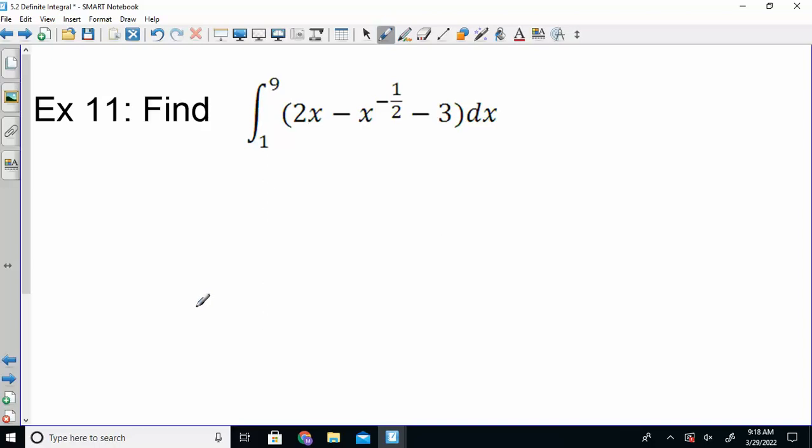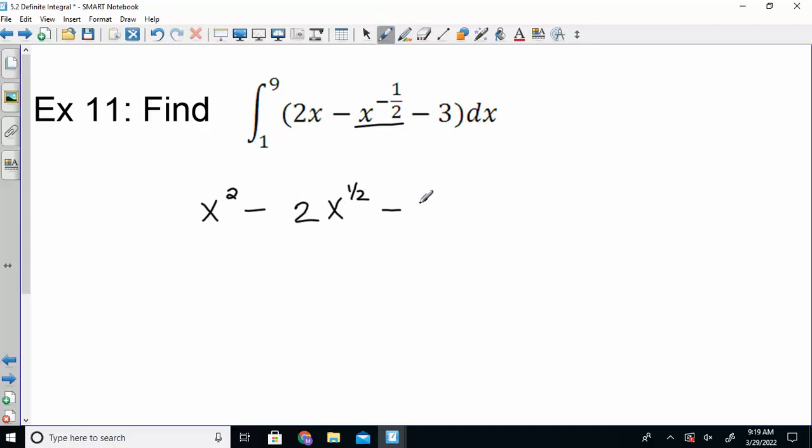So, antiderivative of 2x is x squared. Minus antiderivative of x to the negative 1/2. So if you add 1 to the power, that's x to the positive 1/2. What do we need in front of that? 2. We always put the reciprocal in front.